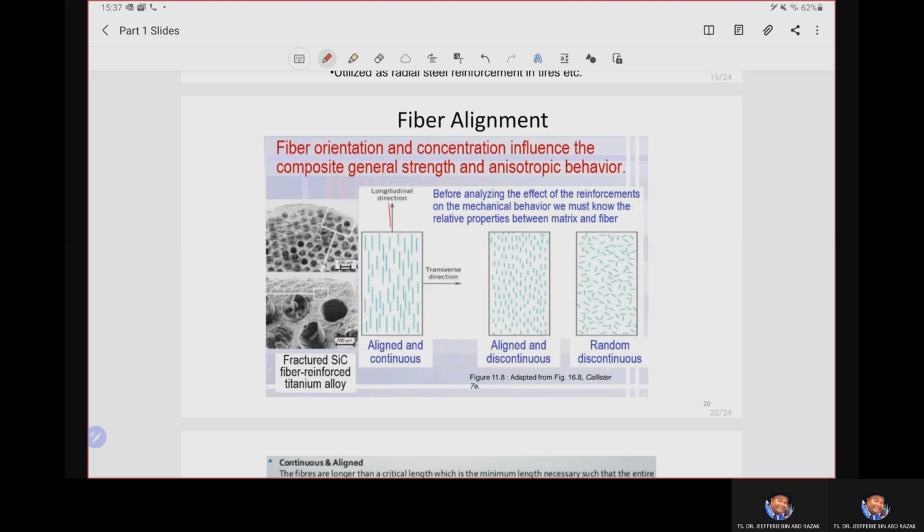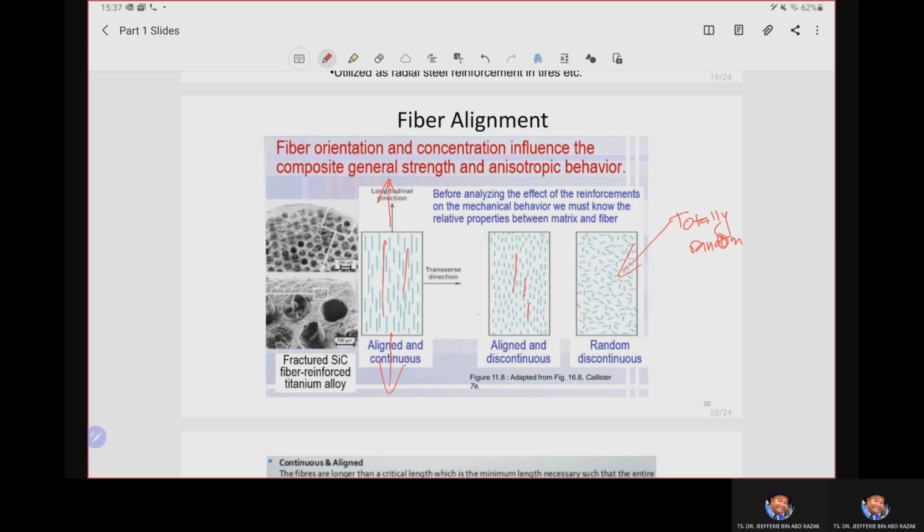A parallel alignment, which we call the longitudinal axis of the fibers in a single direction, or the totally random alignment. We can see here the continuous fibers are normally aligned. This is continuous fiber because the length is quite long, in comparison with the discontinuous one. But the discontinuous fiber can be aligned, randomly oriented, or partially oriented. As a rule of thumb, better overall composite properties are yielded when the fiber distribution is uniform.